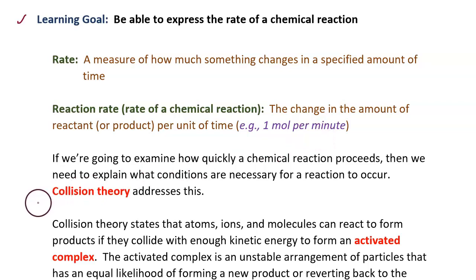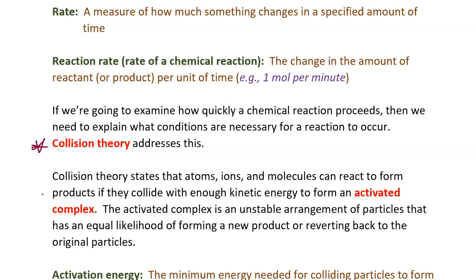If we're going to examine how quickly a chemical reaction proceeds, then we need to explain what conditions are necessary for a reaction to occur. And this is what collision theory explains. Collision theory states that atoms, ions, and molecules can react to form products if they collide with enough kinetic energy to form an activated complex. The activated complex is an unstable arrangement of particles that has an equal likelihood of forming a new product or reverting back to the original particles.